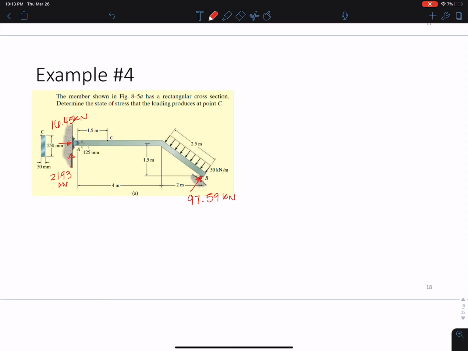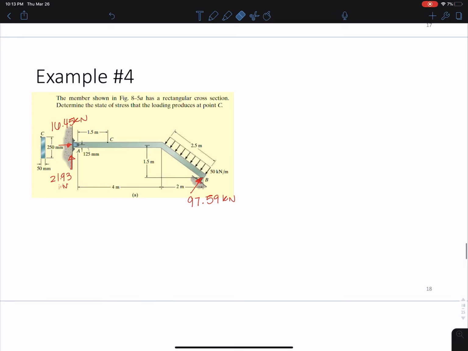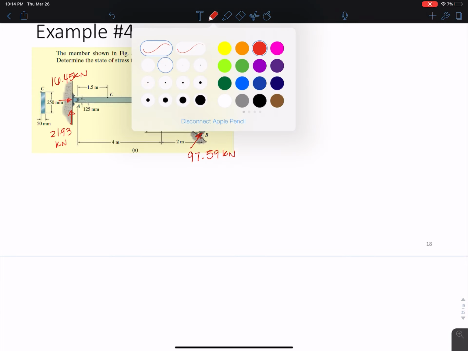So if you sum moments at point A, you'll be able to directly solve for B. And then you just sum forces in the X and Y, and you can solve for the other 2 unknowns. Okay, so this is a determinate system, no tricks needed, you're all good. Okay, and we have the resultant force here of 125 kilonewtons. So we're specifically asked for the stress at C.